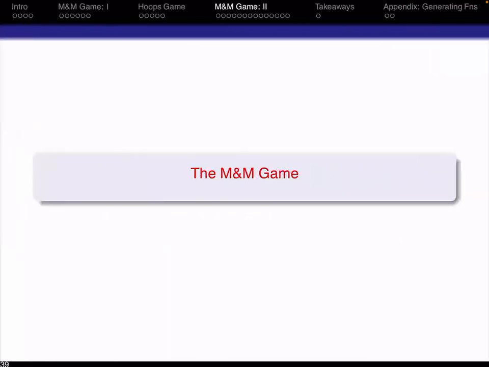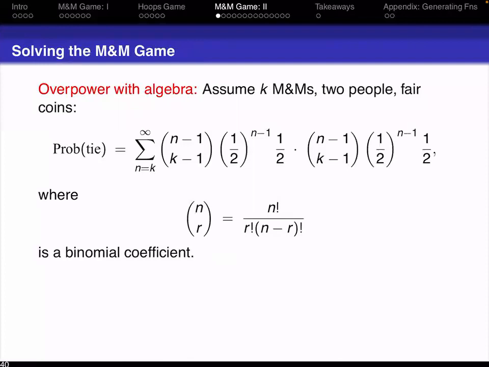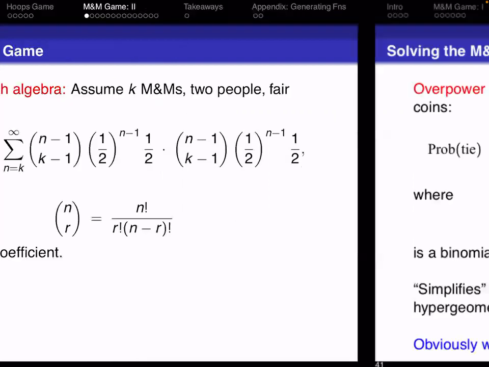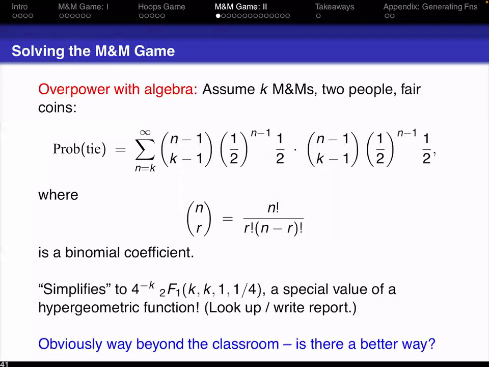All right, so I want to now talk a little bit about the M&M game. I will describe later why this formula works, but this is the formula that describes the probability of a tie with 2 people, fair coins, and everybody starts with k M&Ms. So it's an infinite sum involving the product of binomial coefficients. Is anybody excited about such an infinite sum? Let's try to make it finite. Now, it turns out infinite sums like this have been studied.